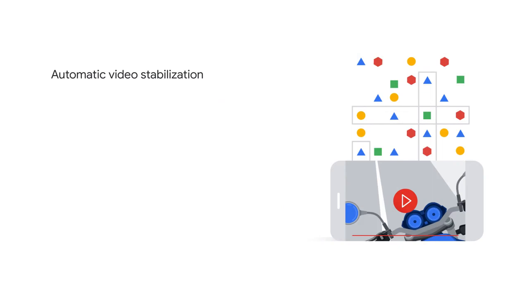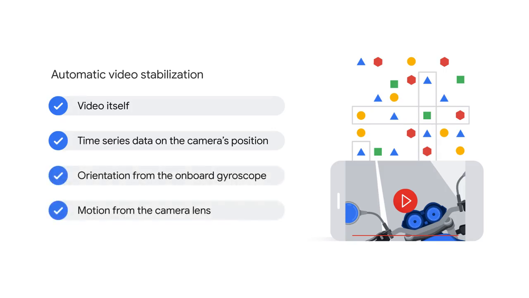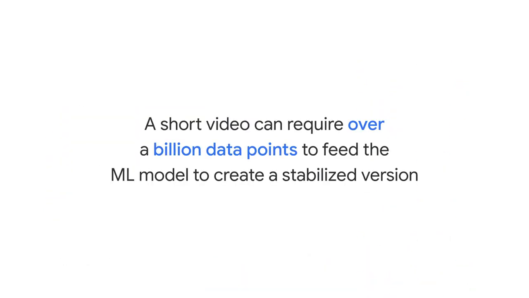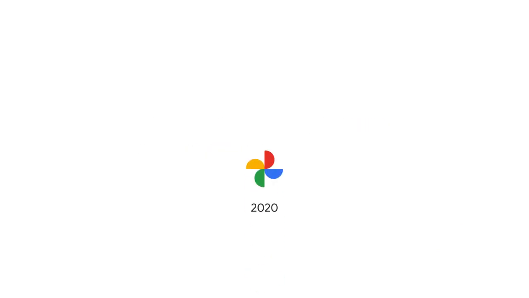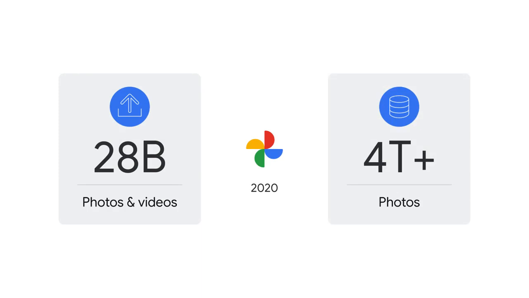For video stability to work as intended, you need the proper data. This includes the video itself, which is really a large collection of individual images, along with time series data on the camera's position and orientation from the onboard gyroscope and motion from the camera lens. A short video can require over 1 billion data points to feed the ML model to create a stabilized version. As of 2020, roughly 28 billion photos and videos were uploaded to Google Photos every week, with more than 4 trillion photos in total stored in the service.